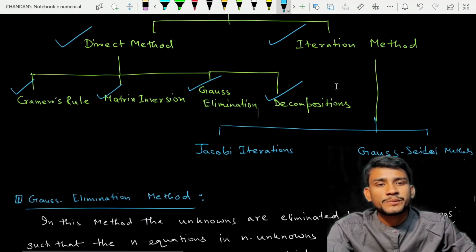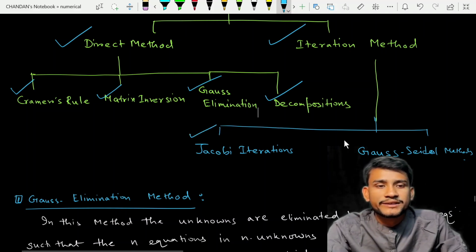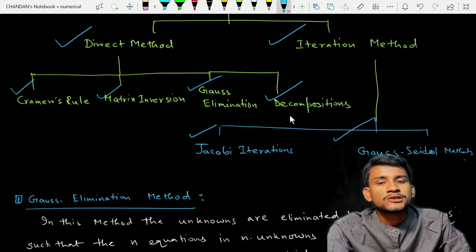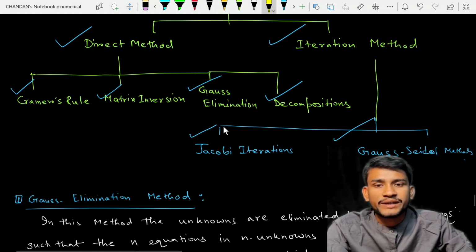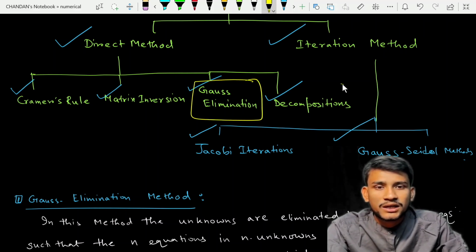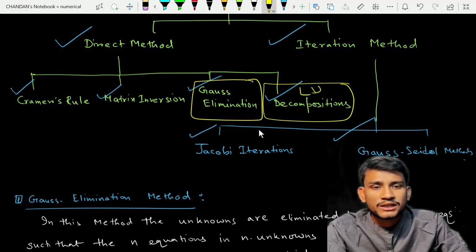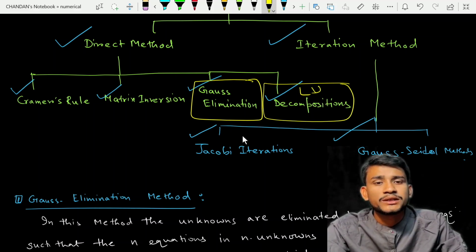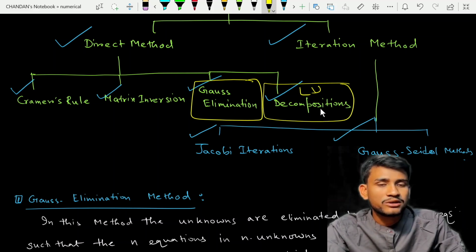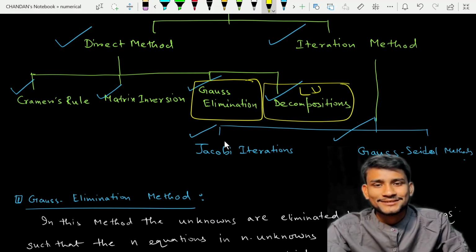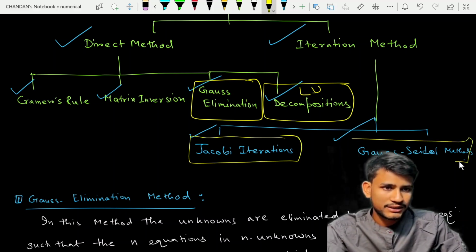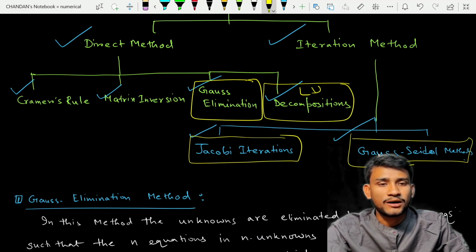In the case of iteration methods, basically the Jacobi iteration method and the Gauss-Seidel method are the 2 main iterative methods. In the GATE syllabus, the mentioned methods are Gauss elimination and LU decomposition, such as Crout's LU decomposition, and in the iteration methods the Jacobi and Gauss-Seidel methods. These 4 methods are mentioned.